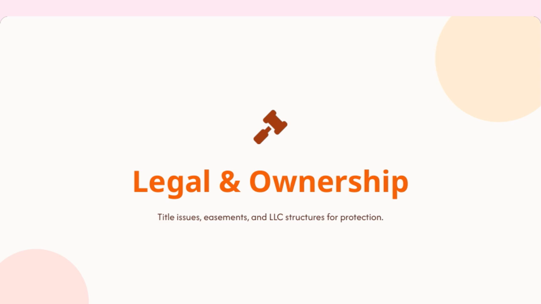Next, ownership structures are key. How you hold title, whether personally, through a trust, or other arrangements, can affect liability, estate planning, and tax outcomes. Choosing the right structure is crucial for long-term protection. This leads us to LLCs, or limited liability companies. Setting up an LLC for your property can offer a layer of protection, isolating your personal assets from potential liabilities related to the property. It's a common strategy for investors to safeguard their personal wealth.